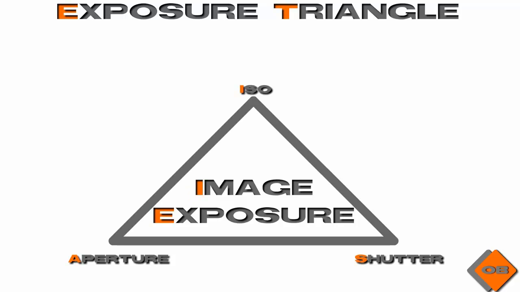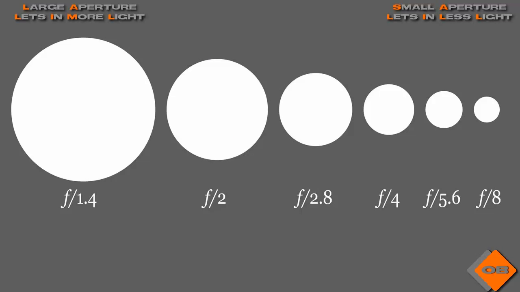And likewise, if you were to come inside into a dark room or a dark place, your iris or pupil in your eye would open up as wide as possible to let as much light in so you can see inside. And this is pretty much how an iris in your lens works. So the aperture in your lens can be opened up really wide to let more light through, or it can be closed right down to a small opening to let less light through.